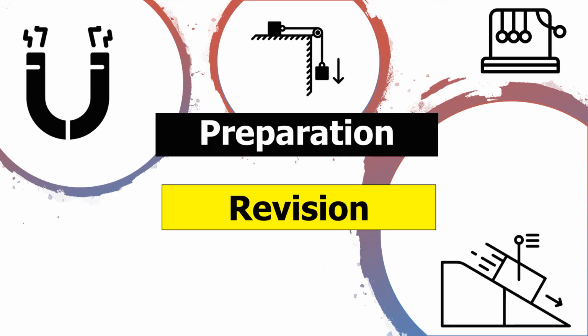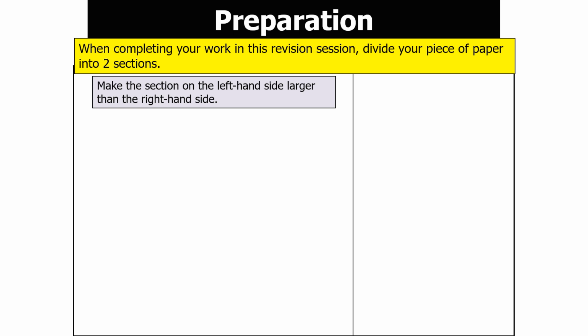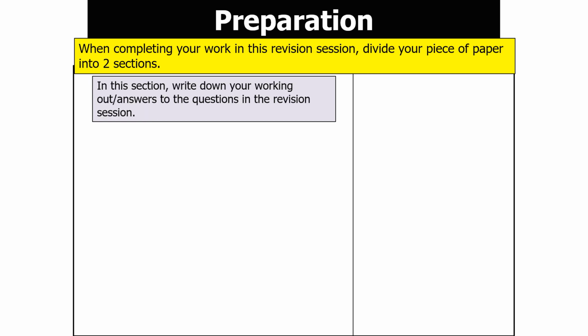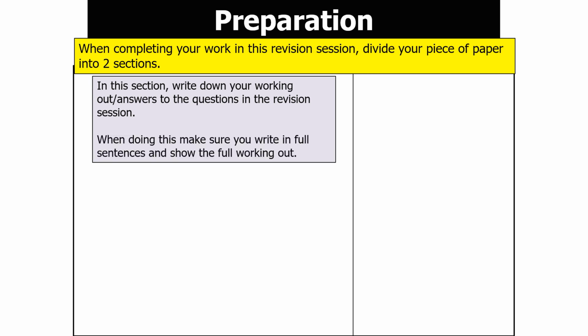So how should you be preparing for revision in this particular session? Well, when you're completing your work in this revision session, divide your piece of paper into two sections. Make the section on the left hand side larger than the right hand side. In this left hand side section, write down your working out and answers to the questions in the revision session. When you're doing this, make sure you write your answers in full sentences and show full working out.